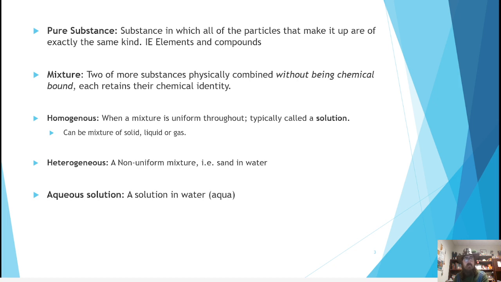Oftentimes, the difference between a mixture and an impurity is the quantity of the second compound. Trace amounts of the second compound are often called an impurity, but when it's in significant quantities, even if it's not uniformly mixed, we call these mixtures.